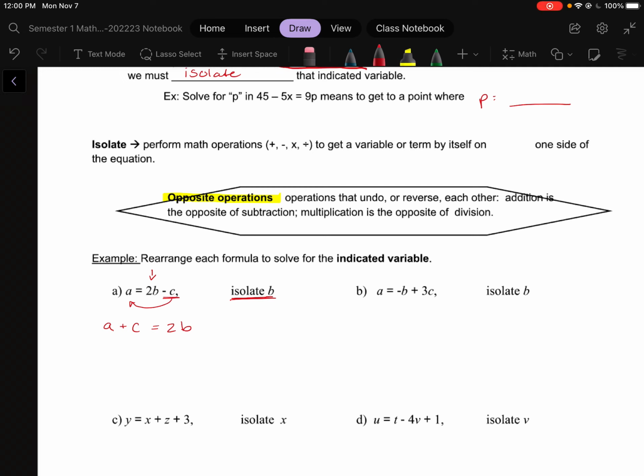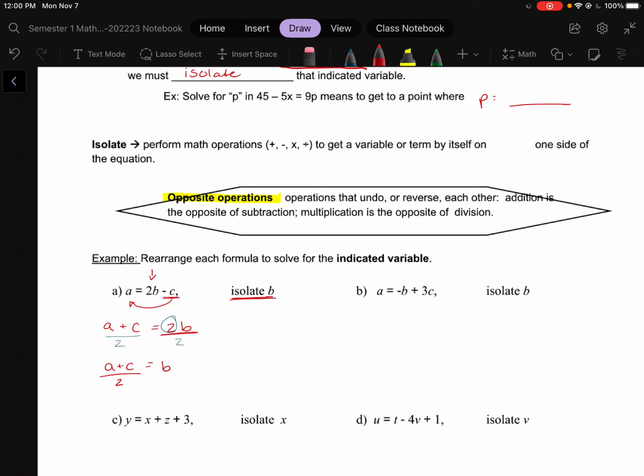We need to isolate b. That's what we're trying to find, the indicated variable. In order to do that, we have to divide both sides by 2 in order to get the 2 away from the b. When we do that, we are left with just this formula: a plus c divided by 2, or over 2, is equal to b. So that is what we are left with when we solve for b.